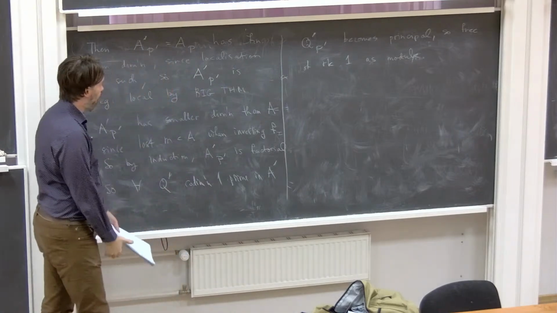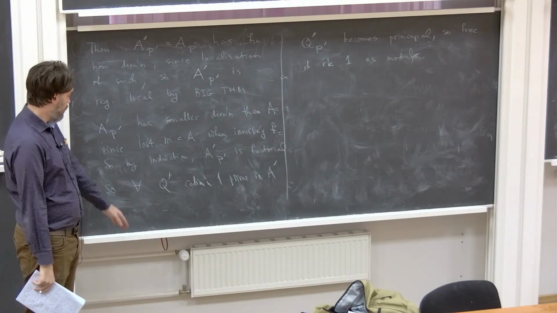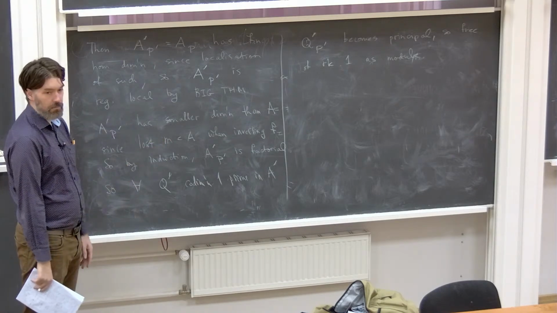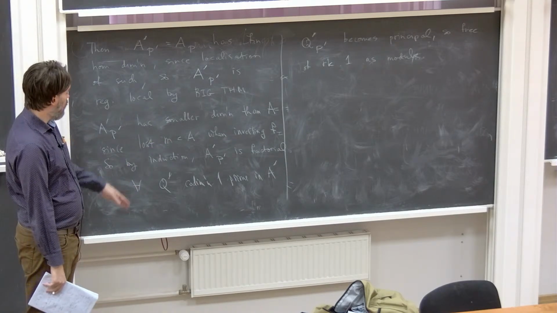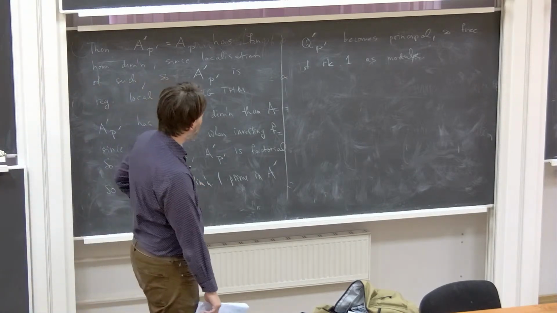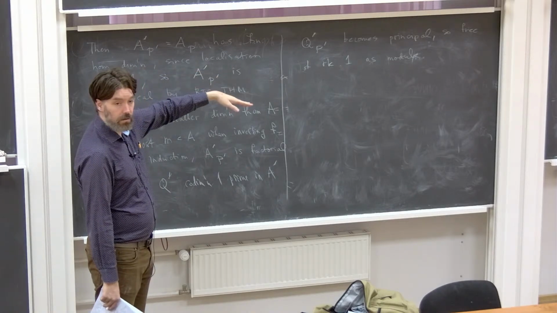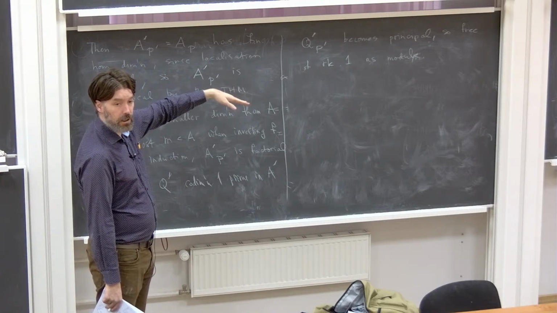But now, if I fixed Q prime, I could have done this for any P prime. Fix Q prime in A prime. Go over all maximal ideals P prime, localize, I get something which is free. Therefore, Q prime must have been projective.